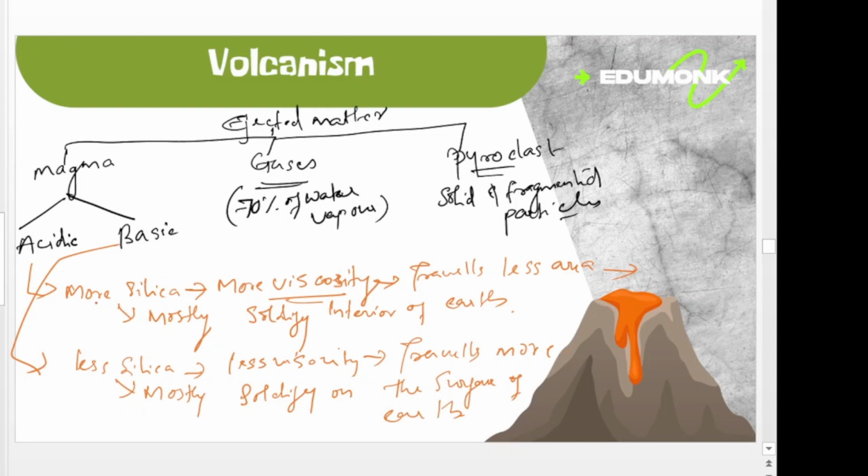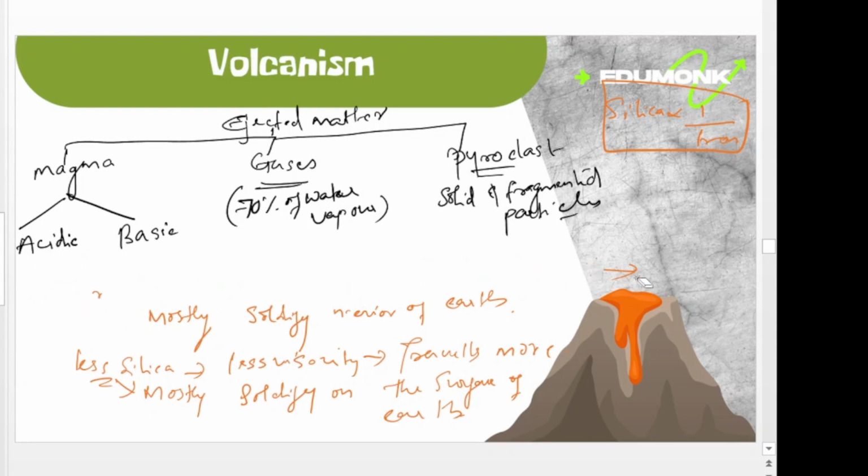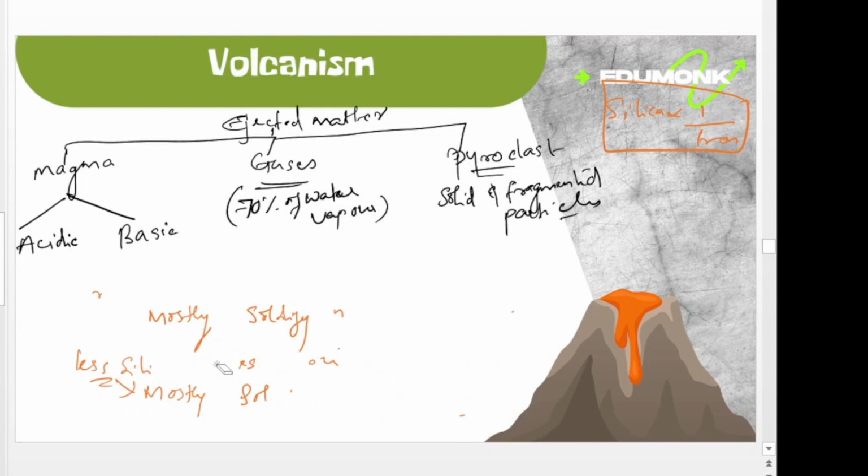That means here there is an inverse relation. If the magma contains more silica, there should be less iron. That means silica is inversely proportional to iron. Remember this. So the acidic magma contains more silica and less iron, and the basic magma contains less silica and more iron content. This is the difference between acidic magma and basic magma. I think you have understood this.